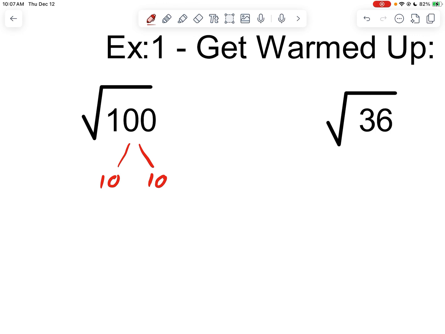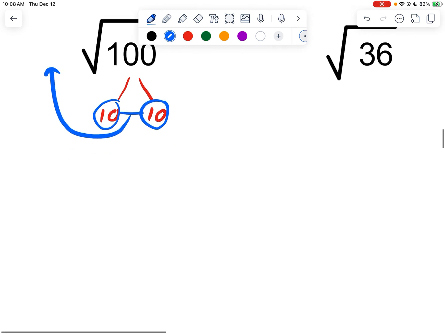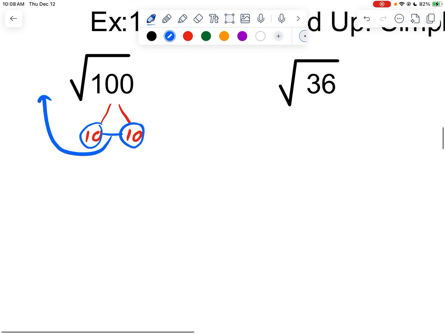Now, I didn't have to say 10 and 10. I could have also said 2 and 50 because those multiply together to give me 100. But I would just have to keep breaking down because remember, the goal is we get to the point where we have a pair of numbers. So since I have a pair of 10s here, both of these are going to come out and I'm going to write it just one time on the outside, okay? So that means here that the square root of 100 can simplify down to be 10.